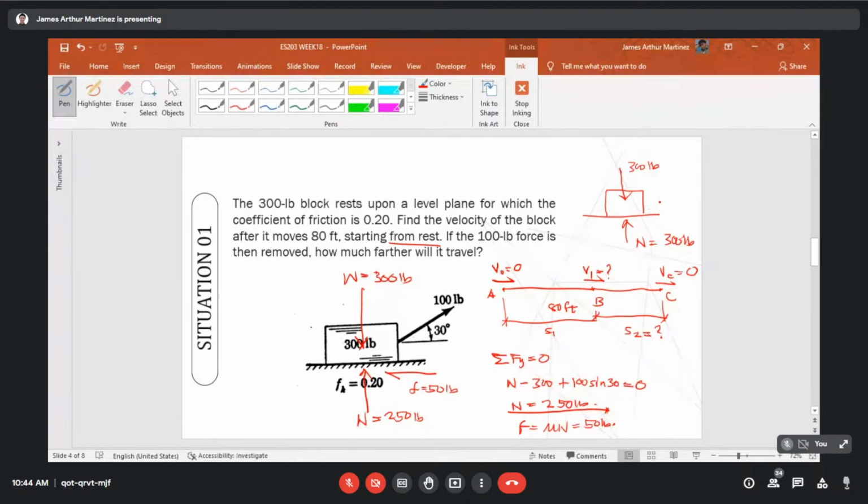And the direction of motion continues rightward, so the direction of the frictional resistance force is the same. However, its magnitude changes, since the normal force changed, and our frictional resistance force is dependent on the normal force. So the frictional resistance force now from B to C would be 0.20 of 300, and that is 60. So the frictional resistance increased from 50 to 60.